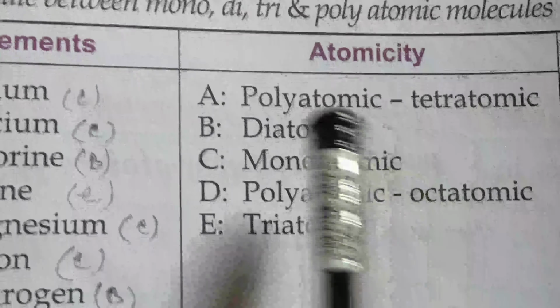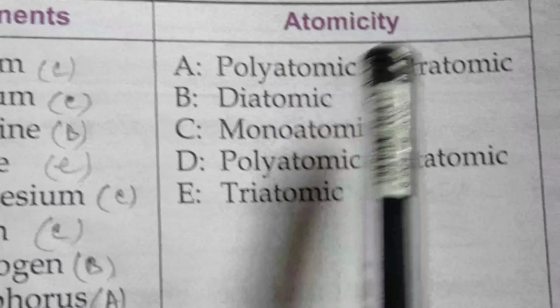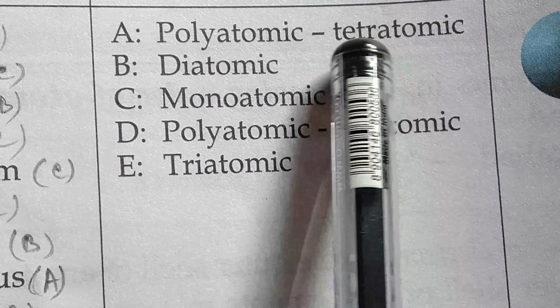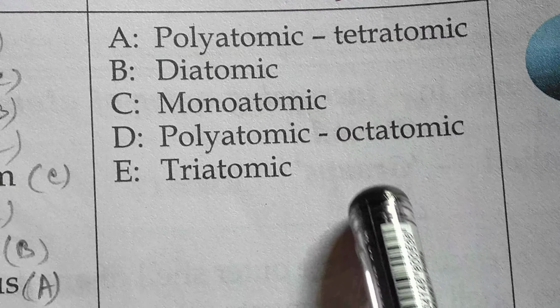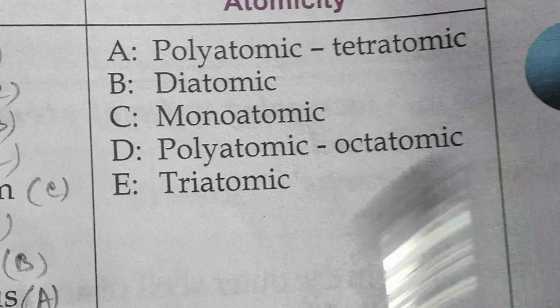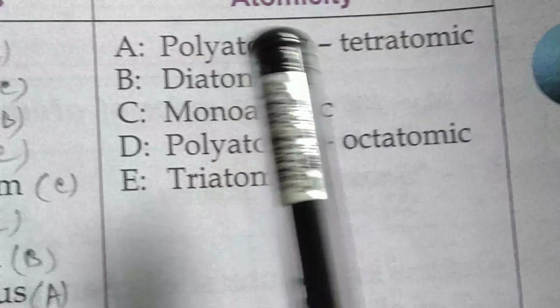Matlab, what is the meaning of atomicity? Atomicity is the number of atoms present inside a molecule. एक molecule के अंदर कितना atom present है? That means that is the atomicity of this particular element.